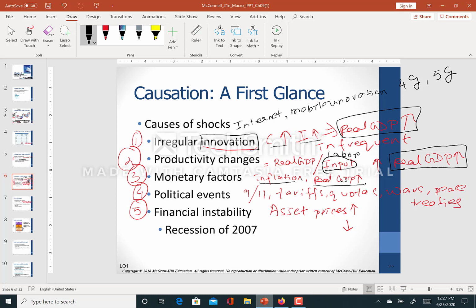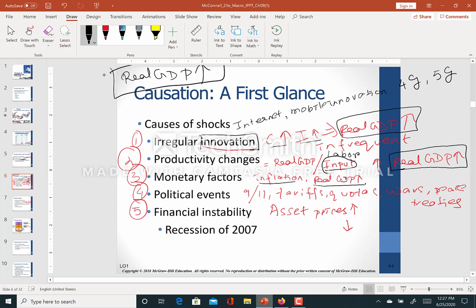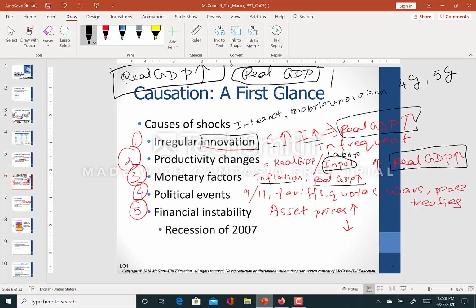So basically, just to remind you once more, we are looking at business cycles. Business cycles are basically real GDP increase or real GDP decrease. Real GDP increase is expansion. Real GDP decrease is recession. Alright, coming back to the causes.